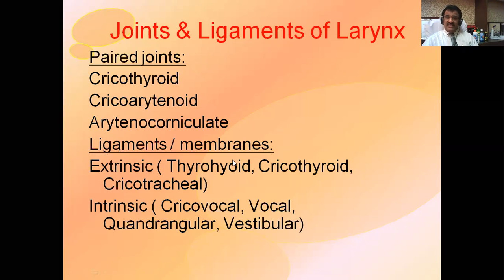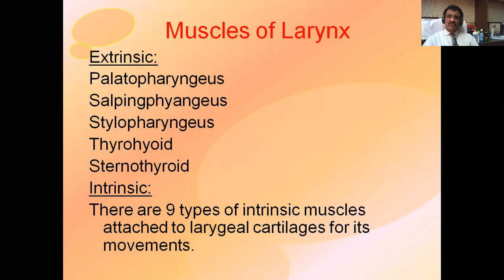Ligaments and membranes which help them are extrinsic and intrinsic. Extrinsic ligaments are thyroid, cricothyroid, cricotracheal, and intrinsic ligaments are cricovocal, vocal, quadrangular, and vestibular. If you remember these ligaments, it is also well and good, because it is a very important organ in the upper body, because it helps for production of voice. Without voice, you will not get a speech, and without voice and speech, you will not add resonance to it, what we call sound box. It's all useless then.